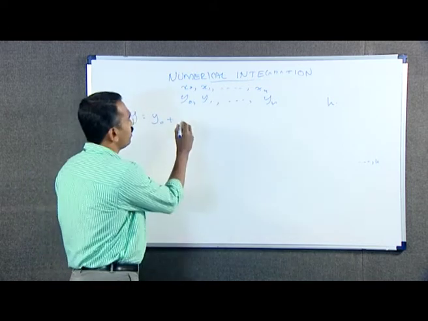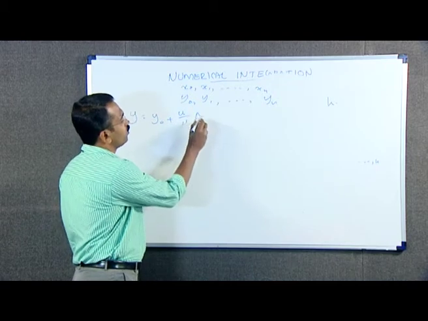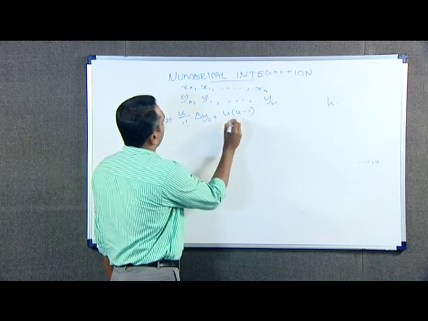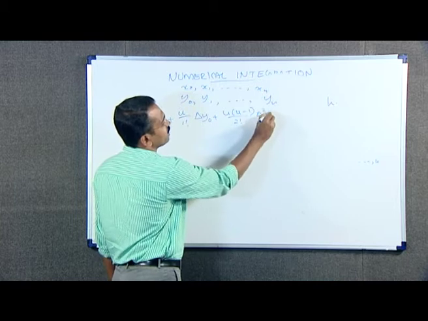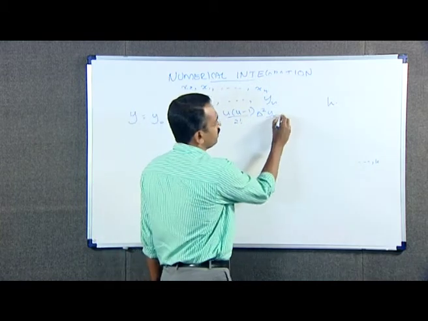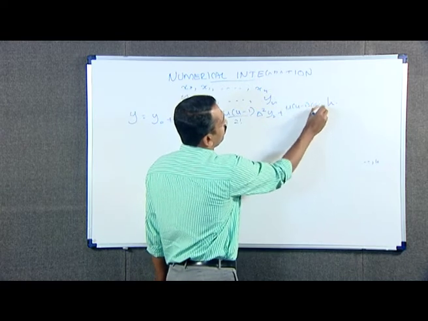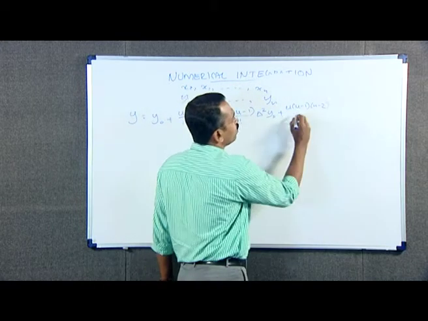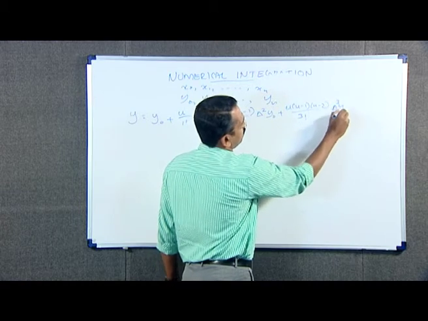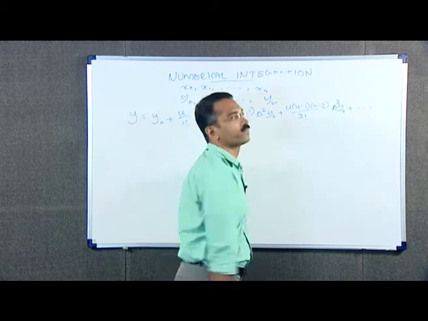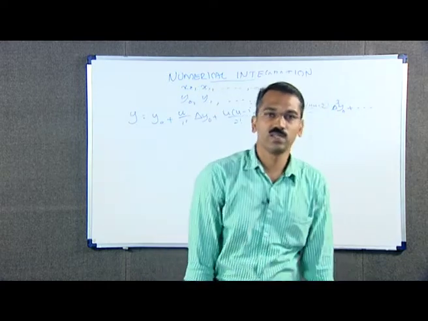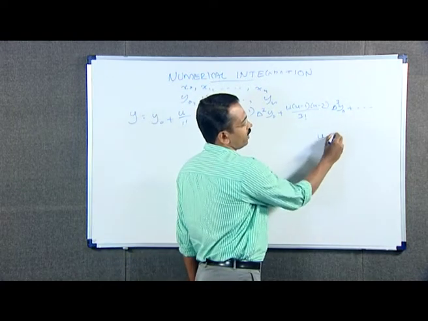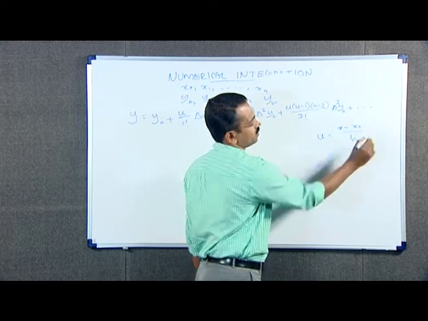y naught plus u by 1 factorial into delta y naught plus u into u minus 1 divided by 2 factorial into delta square y naught plus u into u minus 1 into u minus 2 divided by 3 factorial into delta cube y naught plus etc., where delta denotes the forward difference operator. Here u is equal to x minus x naught divided by h.